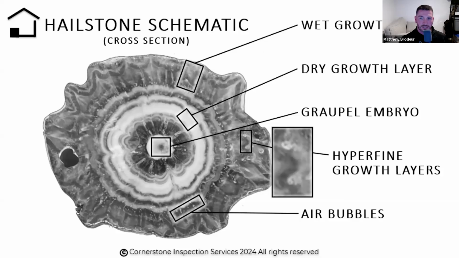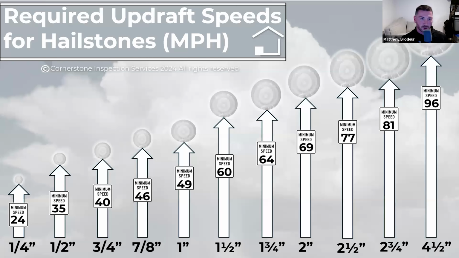So like we talked about as far as updrafts and what keeps those stones up there and not falling, these are the required updraft speeds for hailstones in miles per hour. So your smallest pea-size hailstone, which is a 1/4 inch, needs a 24-mile-an-hour updraft speed. Now, there hasn't been an official study on what that correlates to in terms of straight line winds or gusts, but we know that 24-mile-an-hour wind is present even in a 1/4 inch hailstorm.